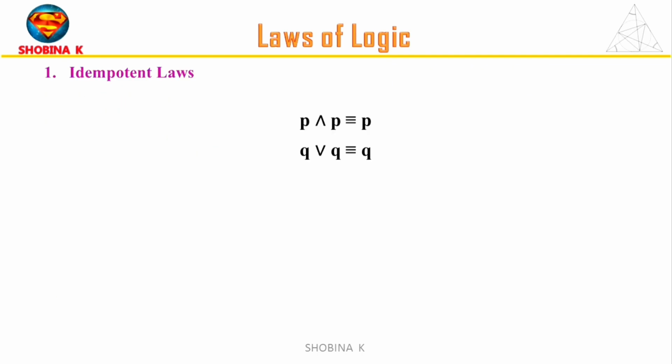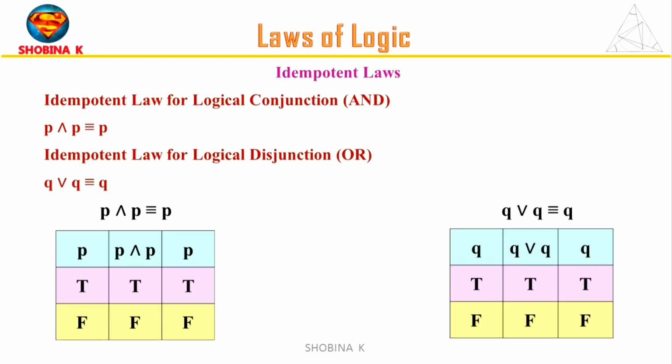First, idempotent law. The idempotent law refers to a specific property of logical operators in which applying the same operator to the proposition multiple times results in the same proposition as the original. The idempotent law is defined for both logical conjunction and logical disjunction. The idempotent law for logical conjunction states that combining a proposition with itself using the AND operator results in the same proposition. And you can see P and P is defined as P.